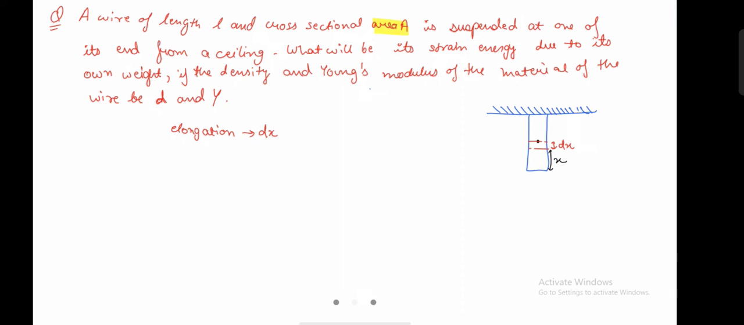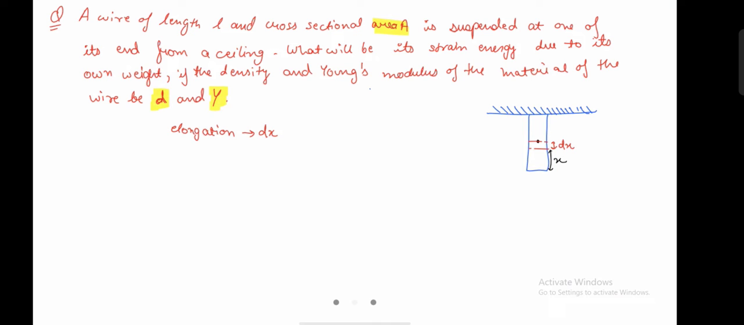So the density is also given, a density d, and Young's modulus of this material is given as Y. All right, now let's solve. We are considering this whole length, that is L, but the elongation will not be L only. The length is only L, how can the elongation be L only? No, it will not be, of course.